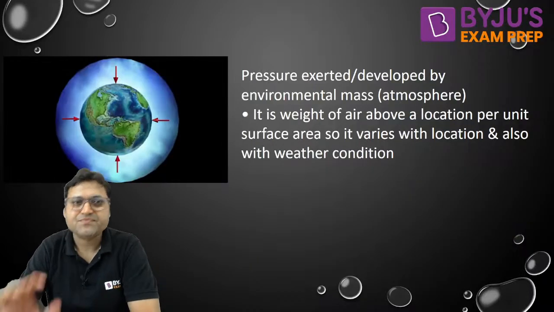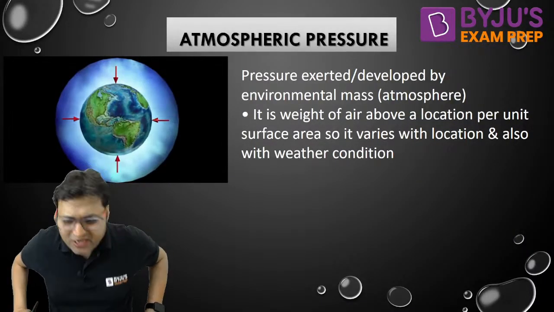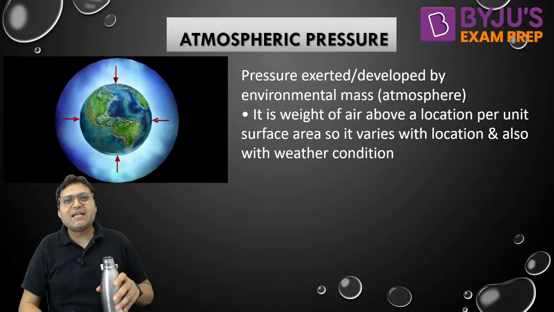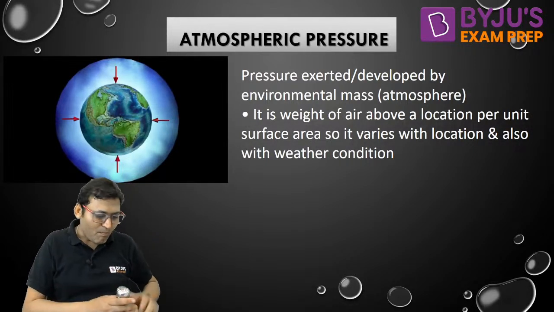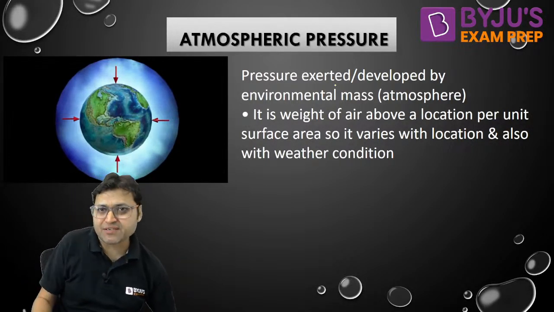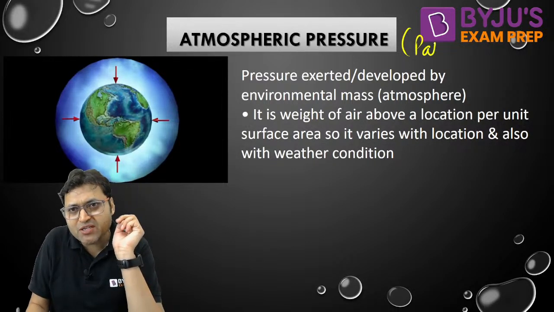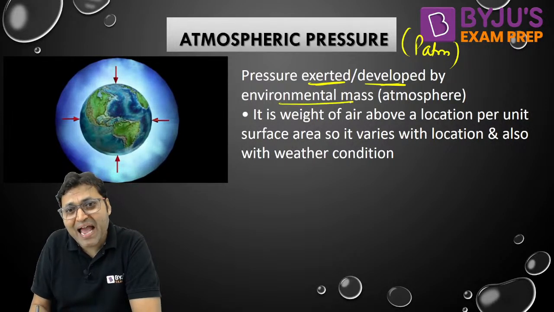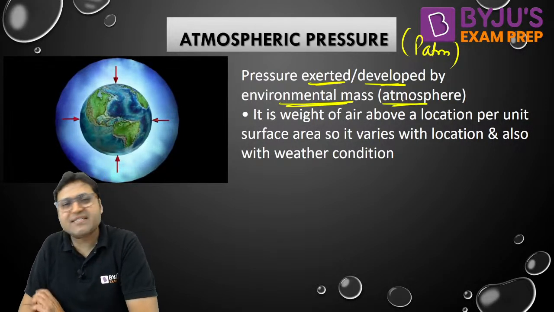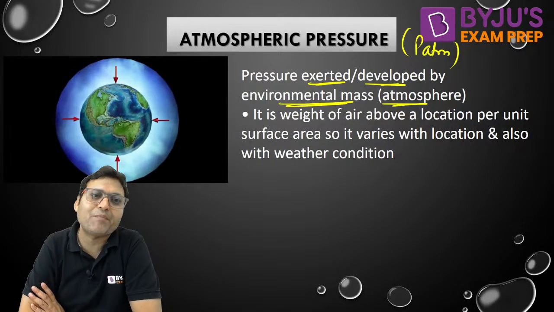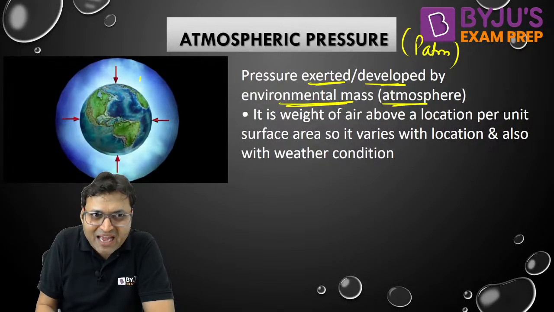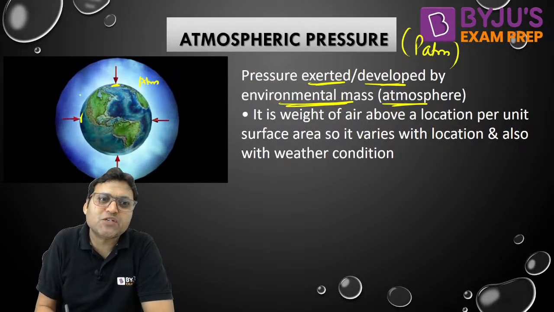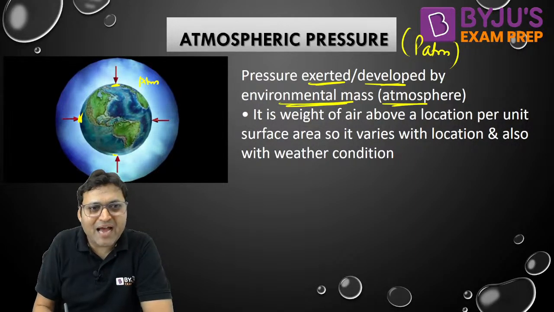Let us come back to the point. Now I will talk about a couple of more terms regarding the pressure. One is called atmospheric pressure, PATM. What is atmospheric pressure? Pressure which is exerted or developed by the environmental mass or atmosphere. The pressure which is exerted by the atmosphere is known as atmospheric pressure. For example, Earth has an atmosphere, and the pressure exerted on the Earth's surface by the atmosphere above any point will be the atmospheric pressure.